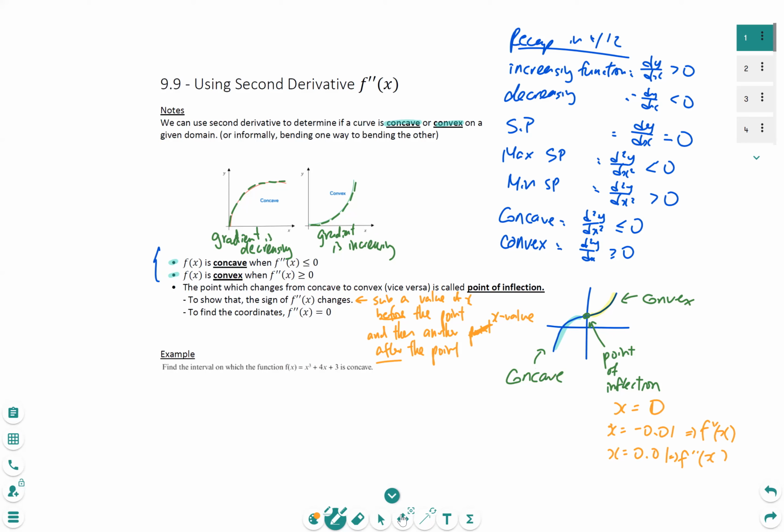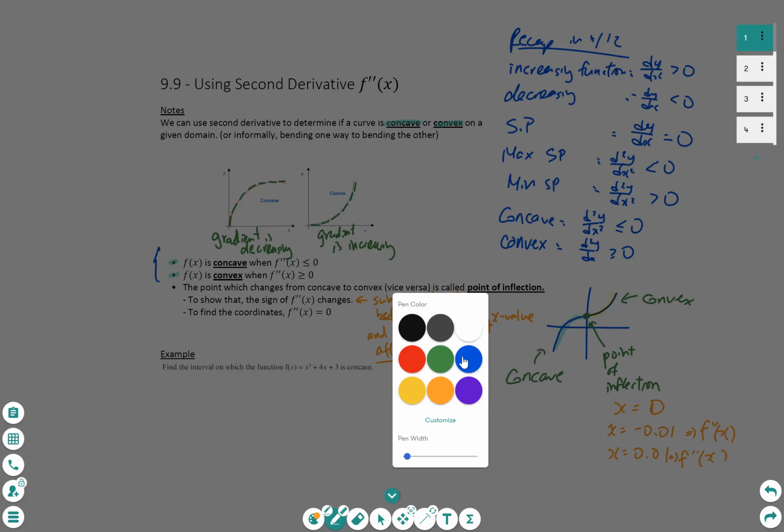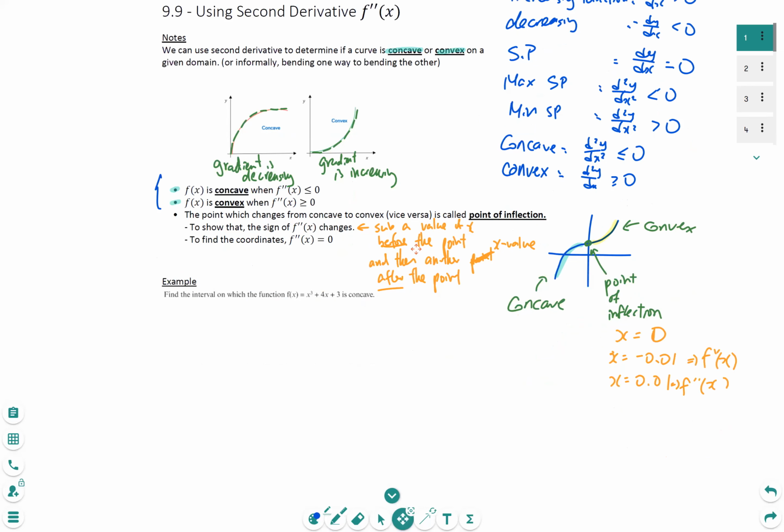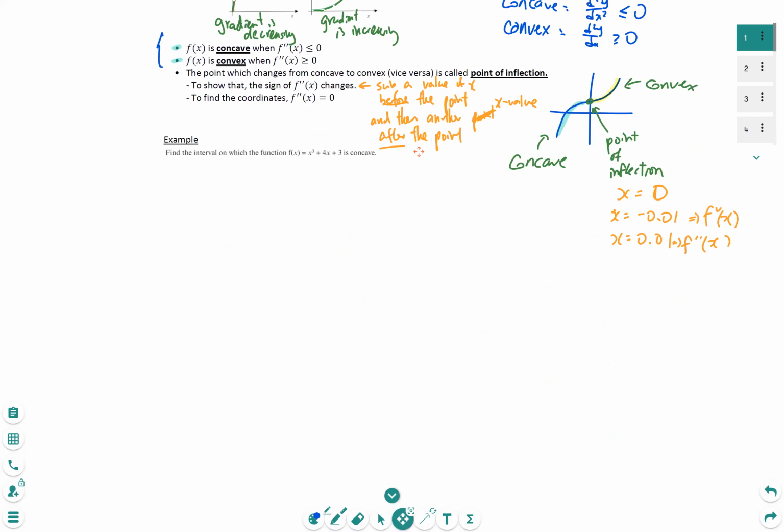Right? So let's look at an example and go through it together. Example: find an interval on which the function f of x equals x cubed plus 4x plus 3 is concave. In this function, only part of it is concave. We need to find an interval where it is concave. So concave means the second derivative of f of x is negative.